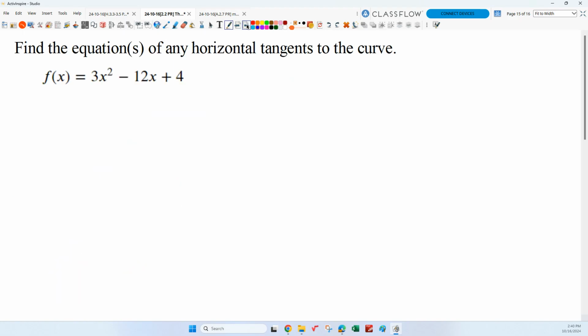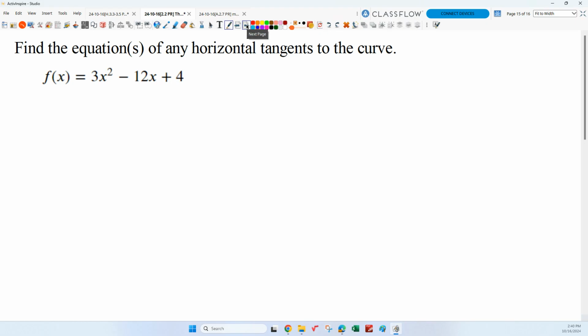Okay, how about this one? Last one. Find the equation or equations of any horizontal tangents to the curve. That seems like a tough problem, right? We don't even know what this curve looks like, but we've got to find the equations of all the horizontal tangents. How could we do that?